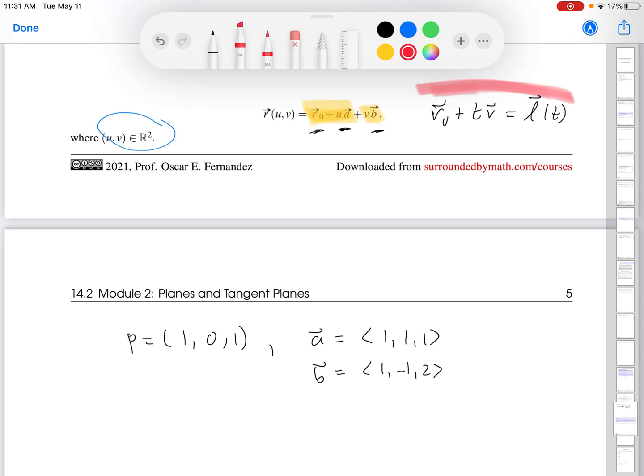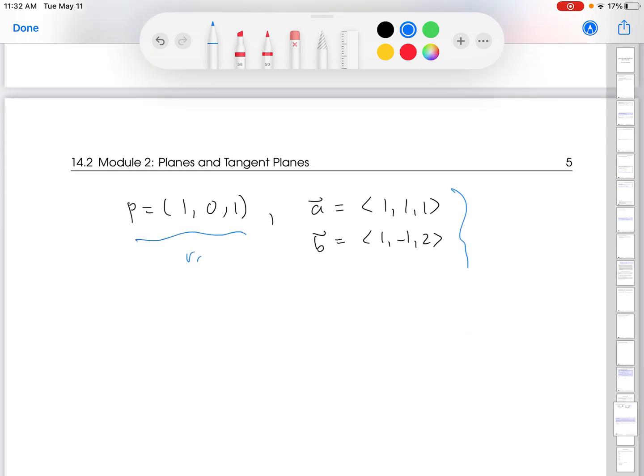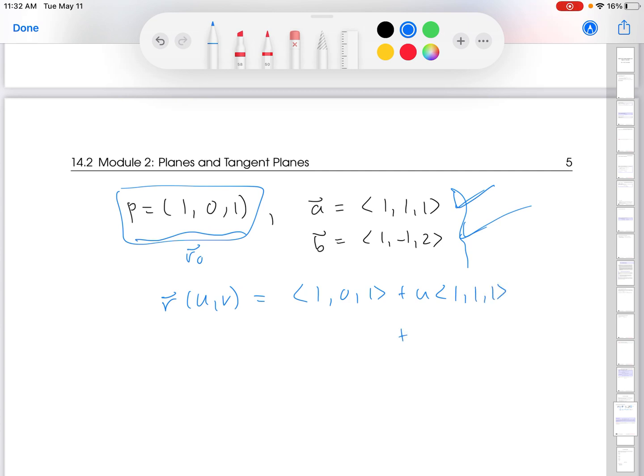If this parametrized a line, it looked like that. If we add another direction, another line to parametrize, and we look at all the possible places you could be along this line and along that line, then that yields a plane. So going back to this numerical example, this would be my r sub 0, and I have my a, I have my b. So my plane generated by this point and containing these two vectors would just be (1, 0, 1) plus u times (1, 1, 1) plus v times (1, -1, 2).